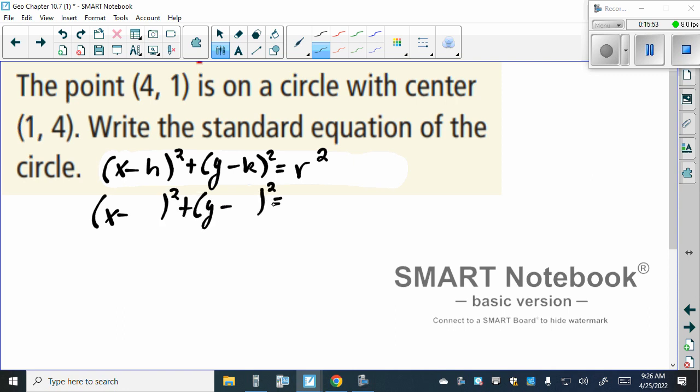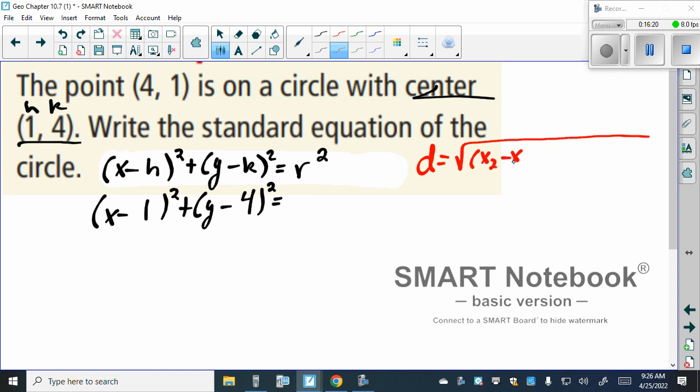Well, we already know the values of h and k. What's the value of h? 1. And the value of k is? 4, with our center at 1, 4. So h, comma, k. What is our radius? Okay. So we can find the radius using the distance formula: x2 minus x1 squared plus y2 minus y1 squared.